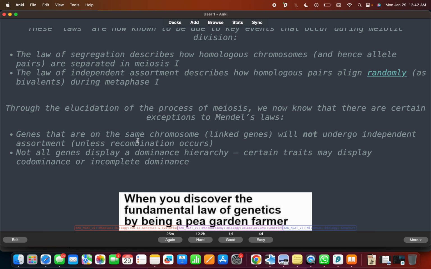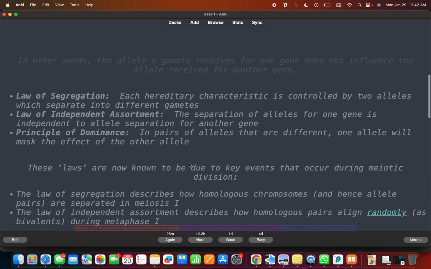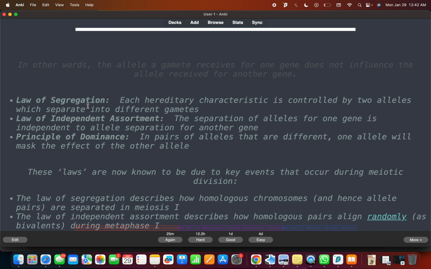So actually, independent assortment is the same as recombination, right? That's why linked genes will not go under independent assortment. Not all genes display a dominance hierarchy. Certain traits may display codominance or incomplete dominance. So law of segregation: each hereditary characteristic is controlled by two alleles, which separate into different gametes. In the law of independent assortment, the separation of alleles for one gene is independent of allele separation for another gene, unless they're linked, right?